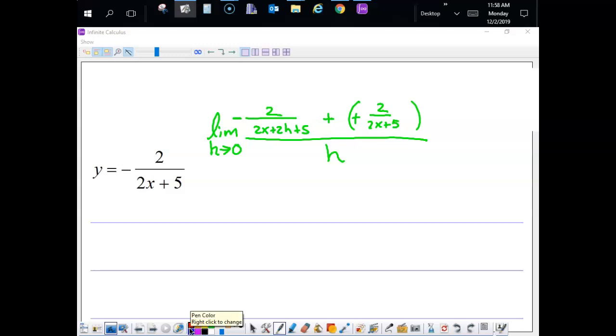So what I'm going to do is multiply everything by the denominators. So I'm going to multiply here by 2x plus 5. I'm going to multiply here by 2x plus 5. I'm going to multiply here by 2x plus 5. In this case, this one will cancel this one. And now I will have the following.